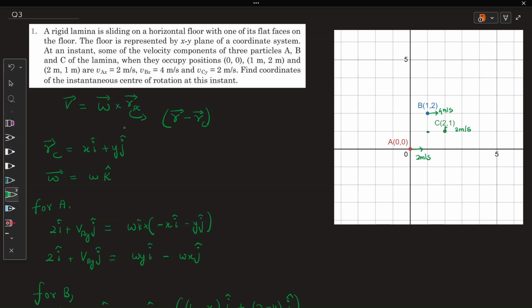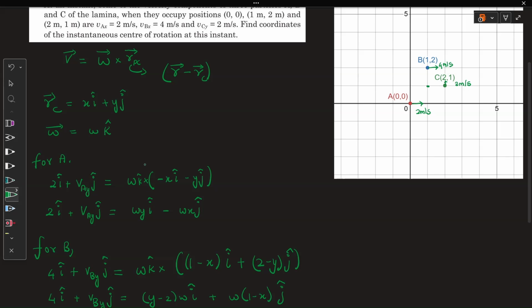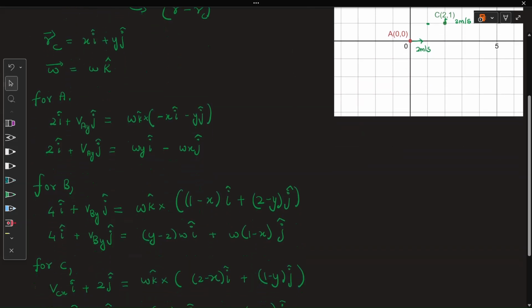Now I'm substituting all my points over here. As this lamina is in the xy plane, it's moving only in the xy directions, so its omega should be in k cap or minus k cap. The omega can be negative as well as positive. We don't know the value, so I am just assuming it as omega. We have 3 points, so I substitute them one by one. For A, I get this equation, which involves the cross product. After the cross product, I get the equations for B and C as well.